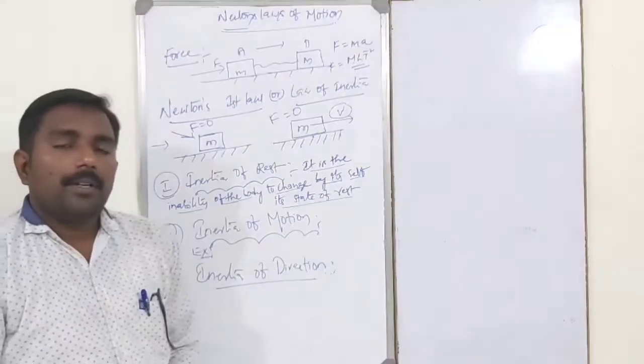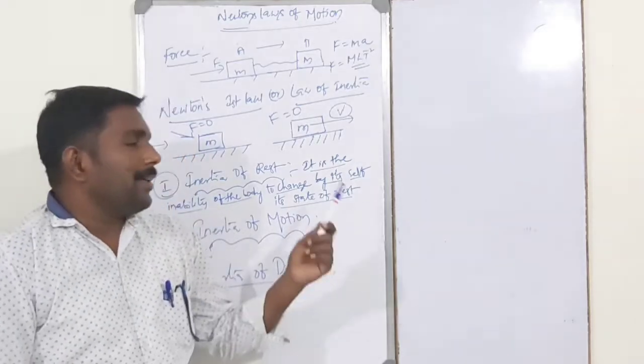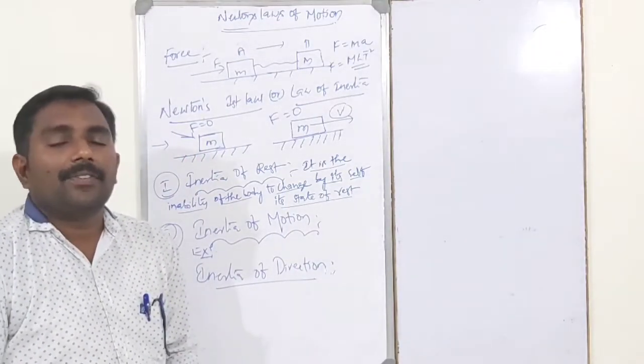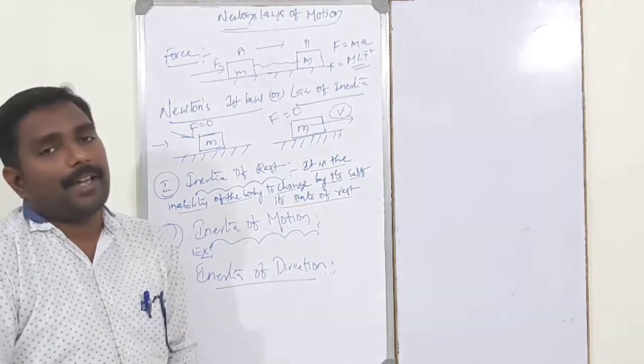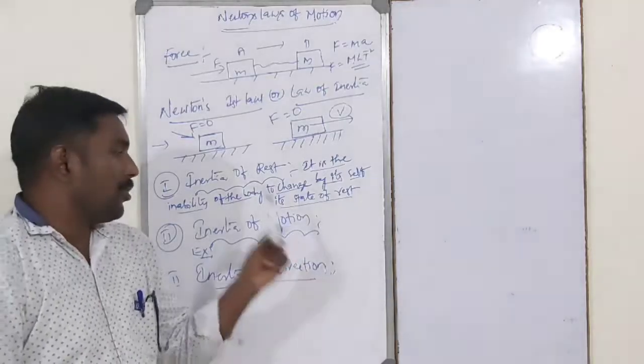Inertia of motion. What is meant by inertia of motion? It is the inability of the body to change by itself its state of motion along a straight line. That is inertia of motion.